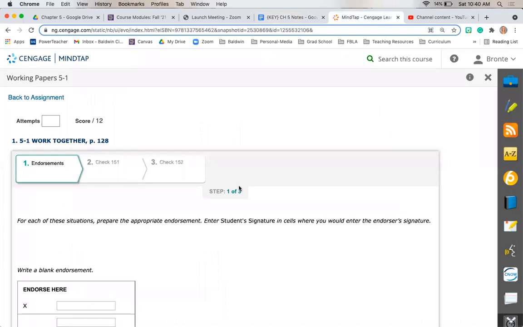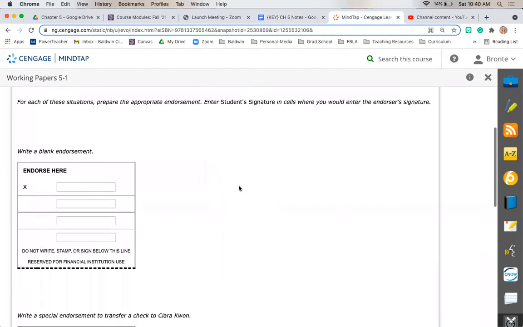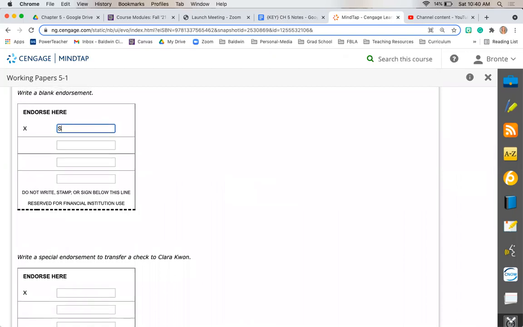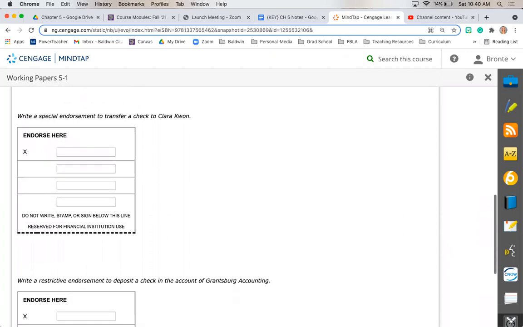Okay, let's go to MindTap. So 5.1 work together. The first part is endorsements. So a blank endorsement is simply just going to be your signature. So in this case, MindTap wants you to write student's signature. A special endorsement, as I was talking about, is transferring the ownership to someone. So in this case, we're doing a special endorsement to transfer ownership to Clara Kwan. So it would be pay to the order of Clara Kwan would be the second line. And then you would sign your name.